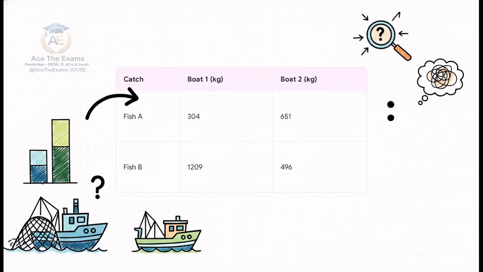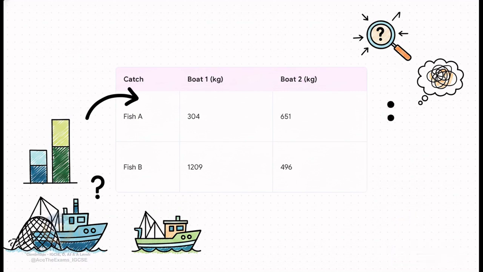I'm launching a 60-second data scan challenge for you right now. We have a seriously complex fishing boat data table. Boat 1 caught 304 kilograms of fish A and a massive 1,209 kilograms of fish B. Then we have Boat 2 catching 651 kilograms of fish A and 496 kilograms of fish B. Imagine this as a stacked composite bar chart in your head. Boat 1's total bar is huge, over 1,500 kilograms total. Boat 2's total bar is much shorter, around 1,100 kilograms.